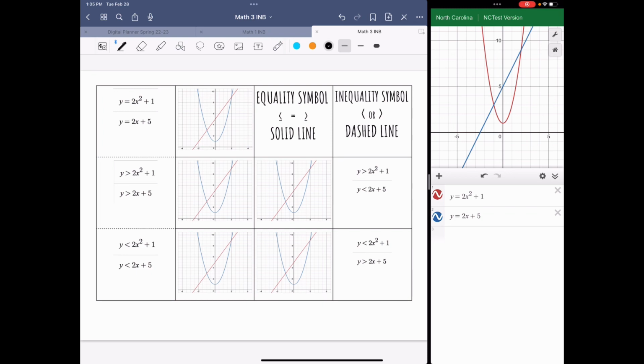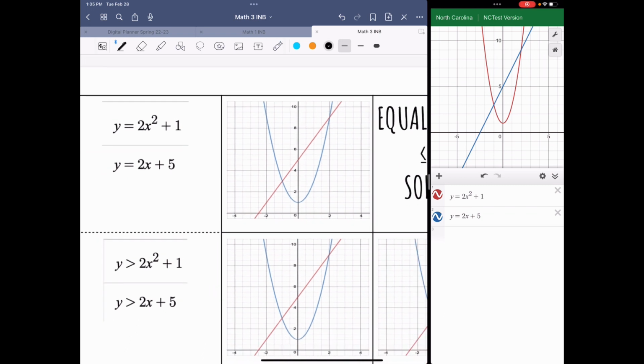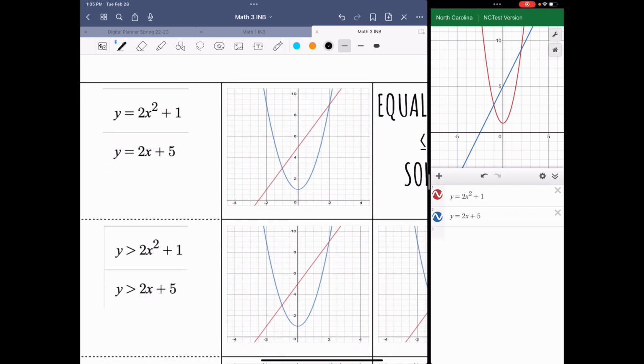So just to start out, looking at the first system, we have y equals 2x squared plus 1 and y equals 2x plus 3. Now this is a system of equations because they both have equals. So we're looking for the intersections, the points where they intersect each other, because where they intersect is where they are equal.